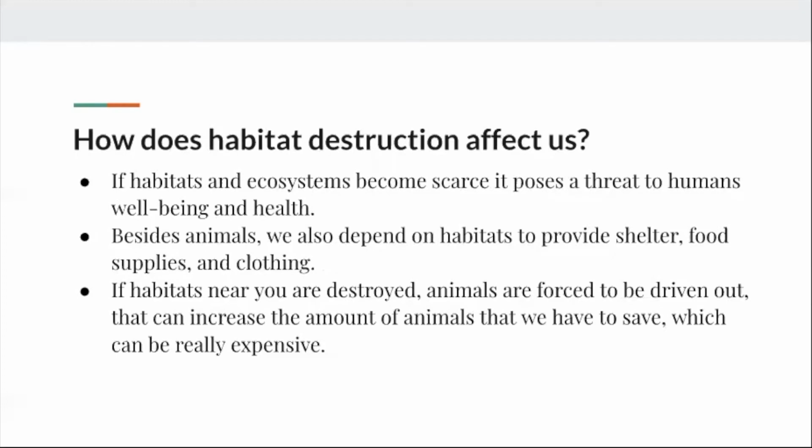How does habitat destruction affect us? If habitats and ecosystems become scarce, it poses a threat to humans' well-being and health. Besides animals, we also depend on habitats to provide shelter, food supplies, and clothing, because we need resources to come from somewhere. And if habitats near you are destroyed, animals are forced to be driven out, and that can increase the amount of animals that we have to save, which can be really expensive. We're going to have to contribute more money towards taxes or donating. But another thing that could happen is that we decide not to save them at all, which would be terrible on our part because we're invading their own homes.